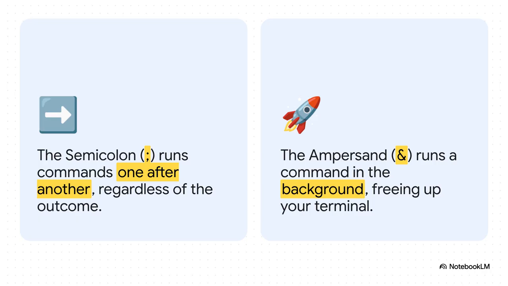The semicolon is like a simple to-do list for your terminal. It just runs command 1, then command 2, then command 3, no questions asked. The ampersand, though, that's your key to multitasking. It kicks a command off into the background so your terminal is immediately free for you to keep working. This is an absolute game changer for any task that takes a while to finish.